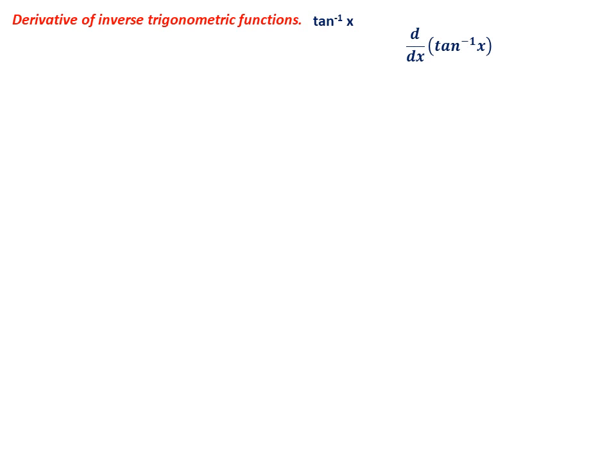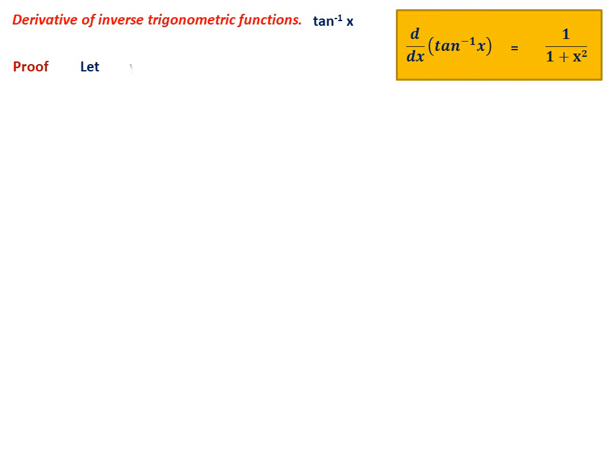The third one is differentiation of tan inverse x, that is d by dx of tan inverse x is 1 upon 1 plus x square. So this is the formula. Let us prove this first. Let y equal to tan inverse x, therefore x will be equal to tan y.